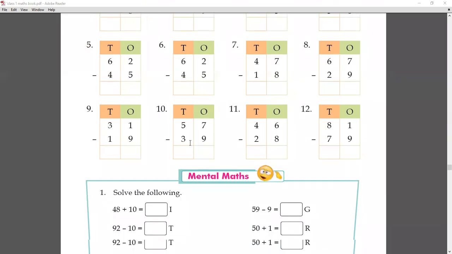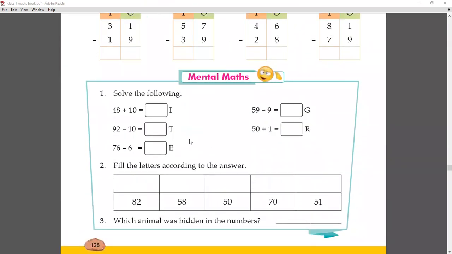Now look at this. Mental math. Solve the following. Yes. 48 plus 10. 48 plus 10. Plus means we can move forward counting. So take your 10 fingers and count forward. 48, 49, 50, 51, 52, 53, 54, 55, 56, 57 and 58. So what do we write here? 58.